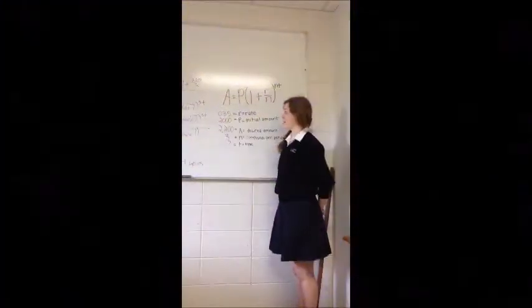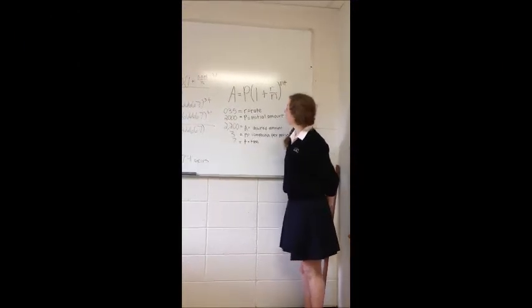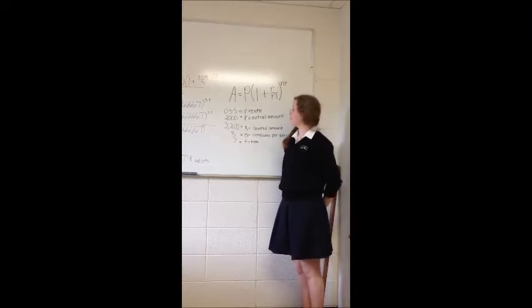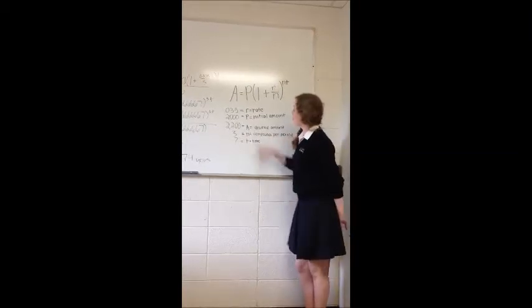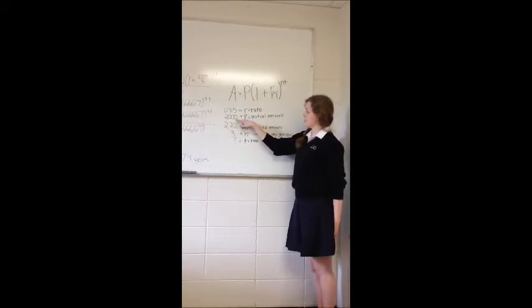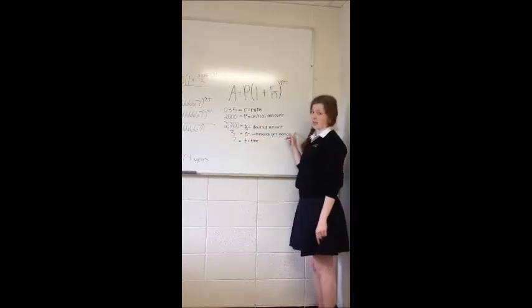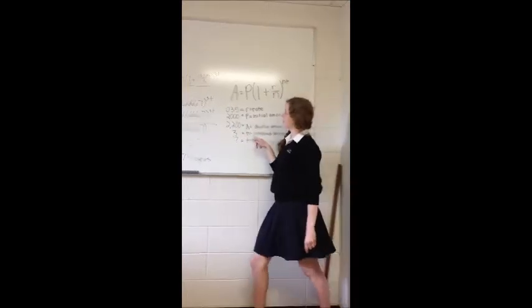Grace, I think you should compound it every 4 months or every trimester per year, because it will take less time for you to get your desired amount. So my rate is 0.035, my initial amount is $2,000, your desired amount is $2,200. You're compounding it 3 times annually, and we're going to try and find the time.